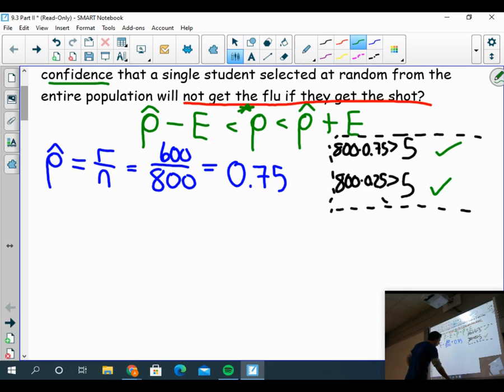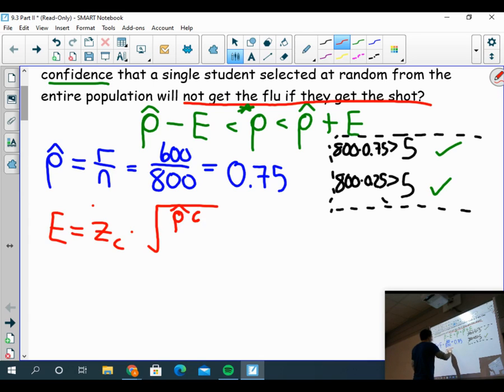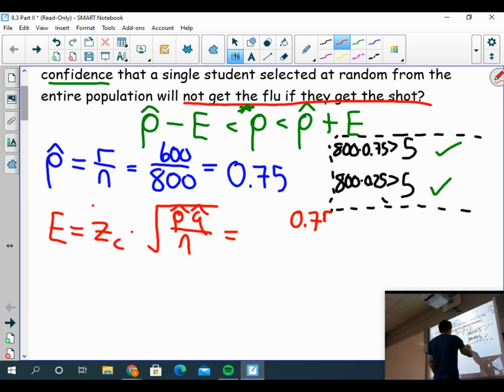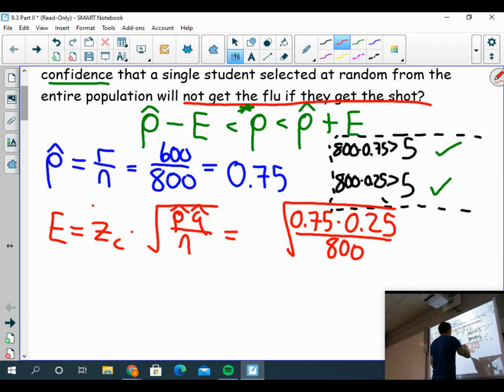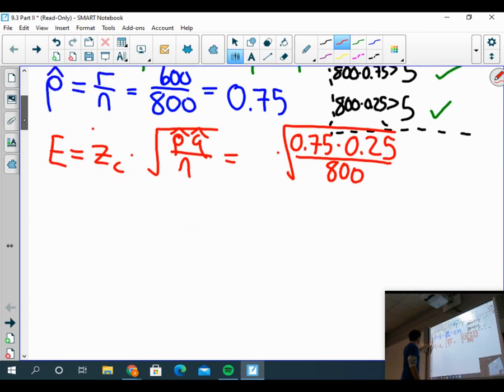So what does that allow us to do? Well, that allows us to calculate our error. Specifically, we can find our critical value, Z of C, and multiply it by the standard error, which is the square root of P hat times Q hat divided by n. Well, I know that part of it. P hat is 0.75, Q hat is 0.25, and the sample size is 800. So now I just need my critical value.